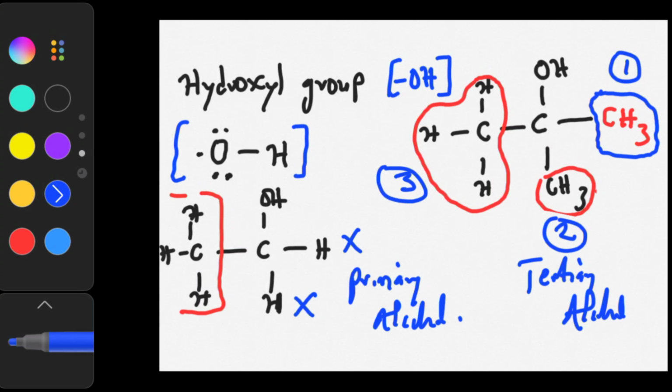So you need to know when a compound is an alcohol, an amine, and what kind of amine it is, what kind of alcohol it is. So that's basically it. Let's move to the next functional group.